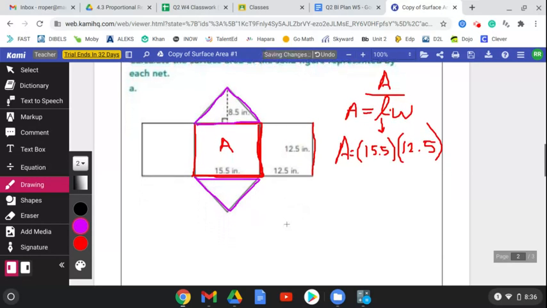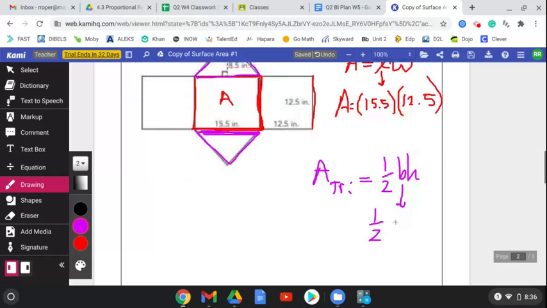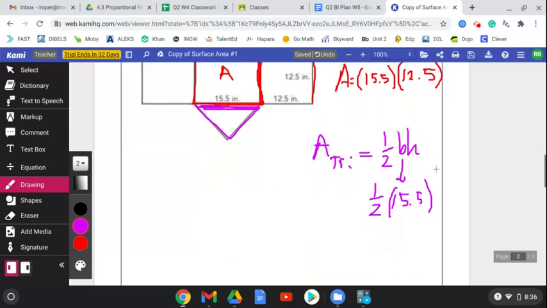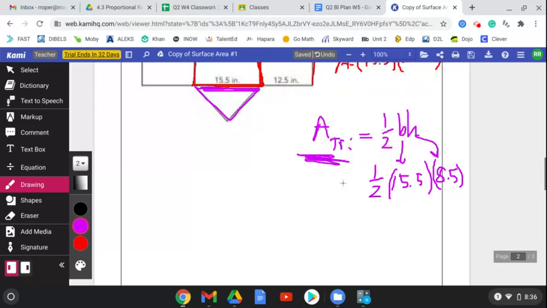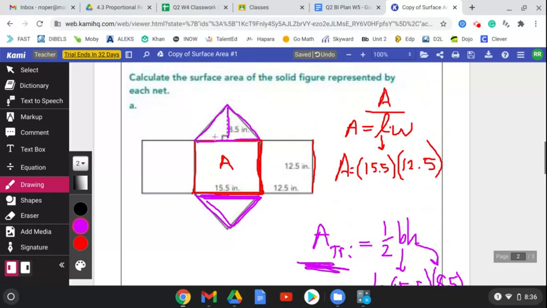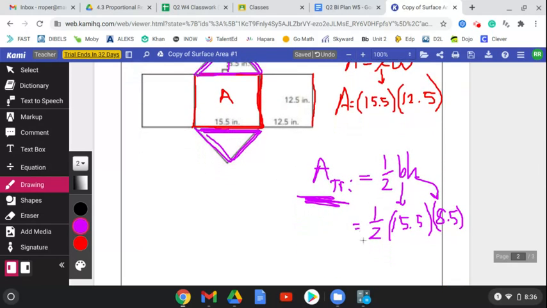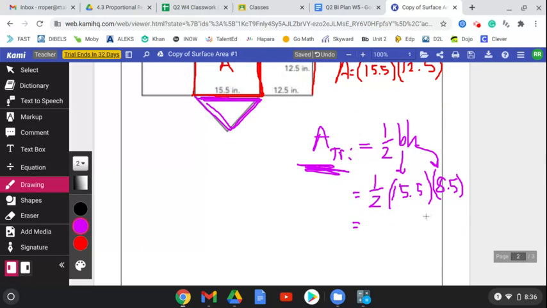So let's find the area of this triangle. The area of a triangle equals 1/2 times base times height. What's the base of the triangle? The base is this, right? 15.5. So I plug that in for the base, 15.5. And I plug in my height, which is 8.5. So I'm going to have to multiply 1/2 times 15.5 times 8.5, and that's going to give me the area of one triangle. Then I have two triangles, right? This one and this one are the same, so whatever area I get here, I'm going to have to multiply by 2.